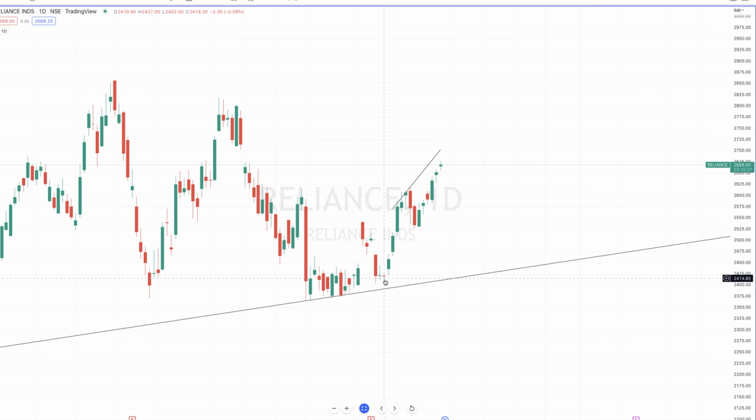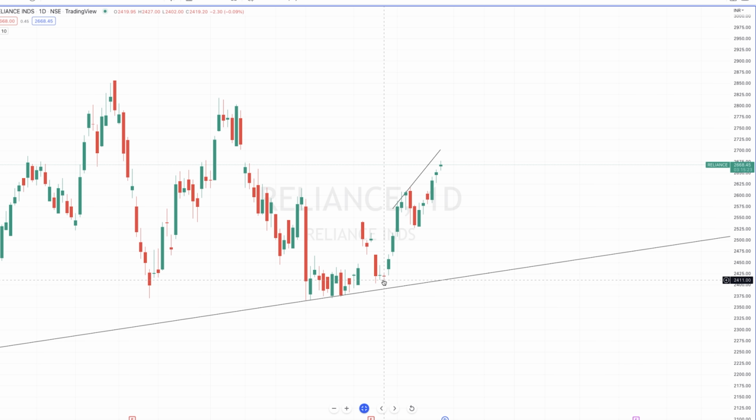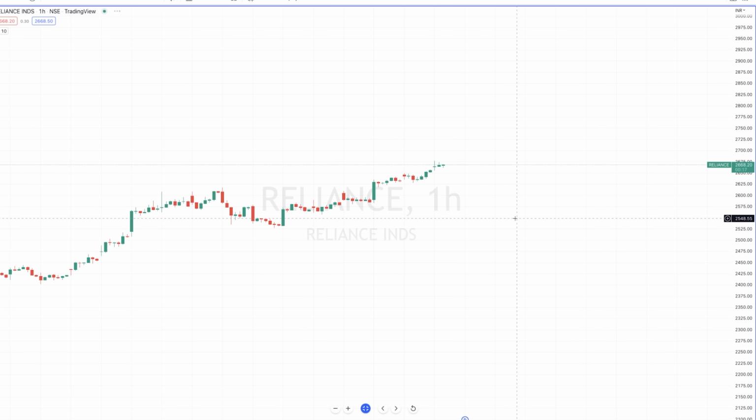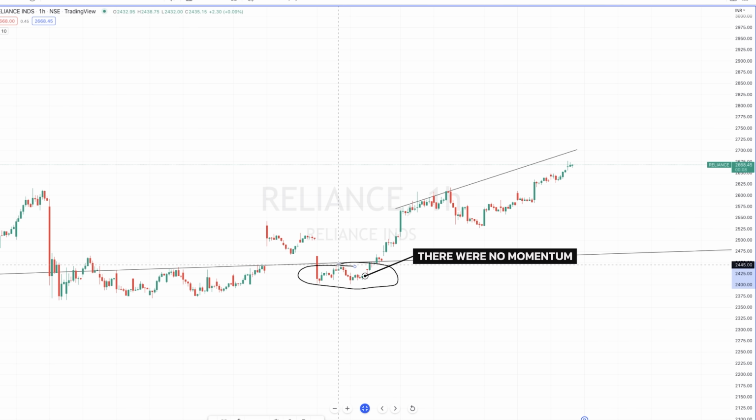The next day there was another doji candle, and I did not buy anything. I just wanted to analyze and see what was going to happen, because at this point of time I had already invested 2.86 lakhs in these calls. And the next day, let me switch this into 1 hour. I was in loss for the next 2 days, guys, because there was no momentum, and the calls were decaying a little bit, not much but a little bit.